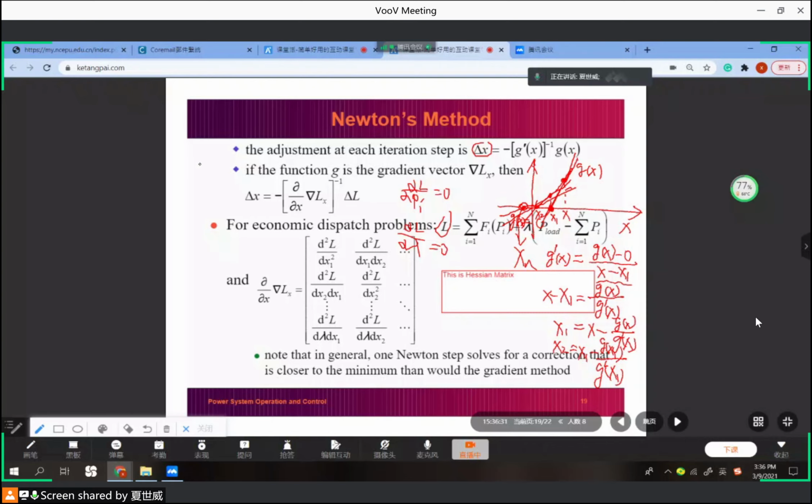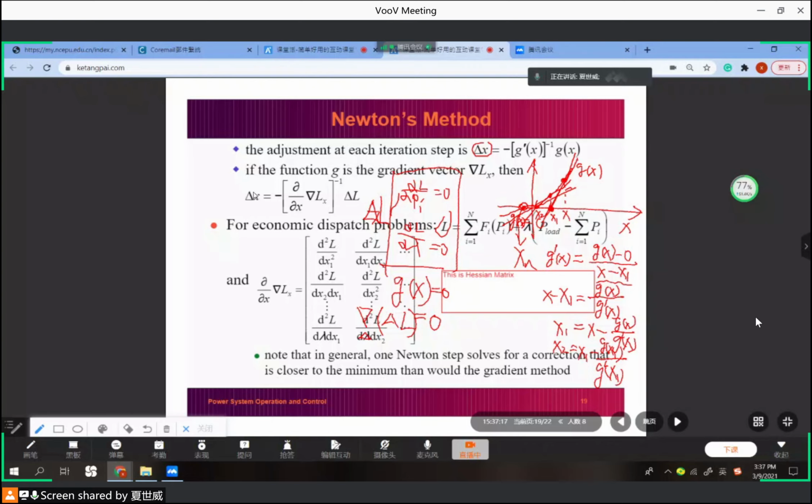Okay. So, if we see this part as g(x), what's this? This is just delta L, the first order derivative of L. So that means we have to find the solution of g(x) equals 0, that means the first order derivative of L equals 0. So what's the first order derivative of g(x)? That means the first order derivative of this.